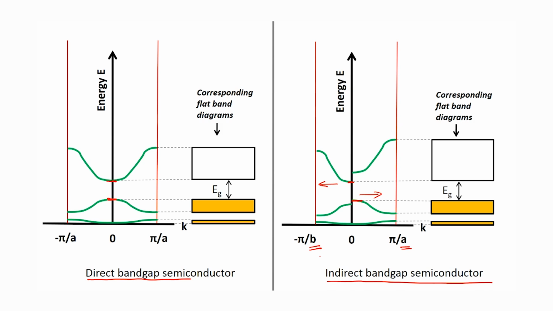So, it is like a two step process, whereas in the direct band gap semiconductor, in a single step you went from the valence band to the conduction band. In the indirect band gap semiconductor, you have to do a two step process, only then you go from the valence band to the conduction band. So, that is specifically different.